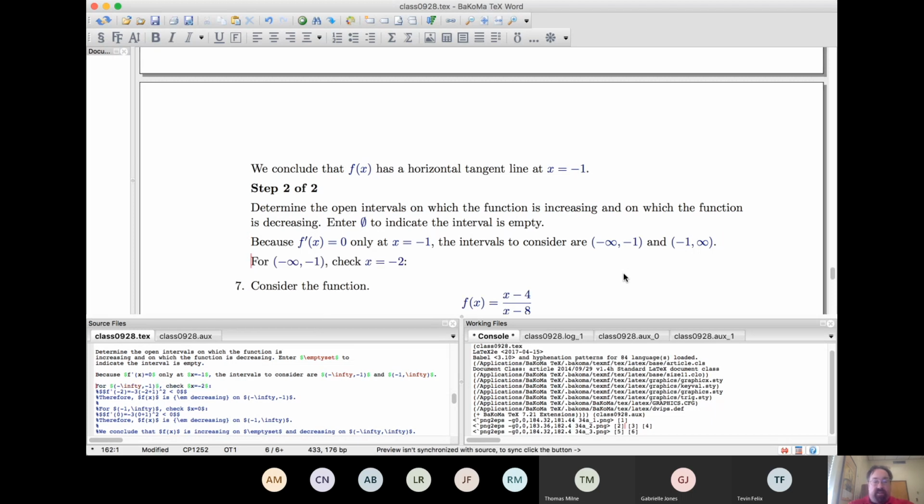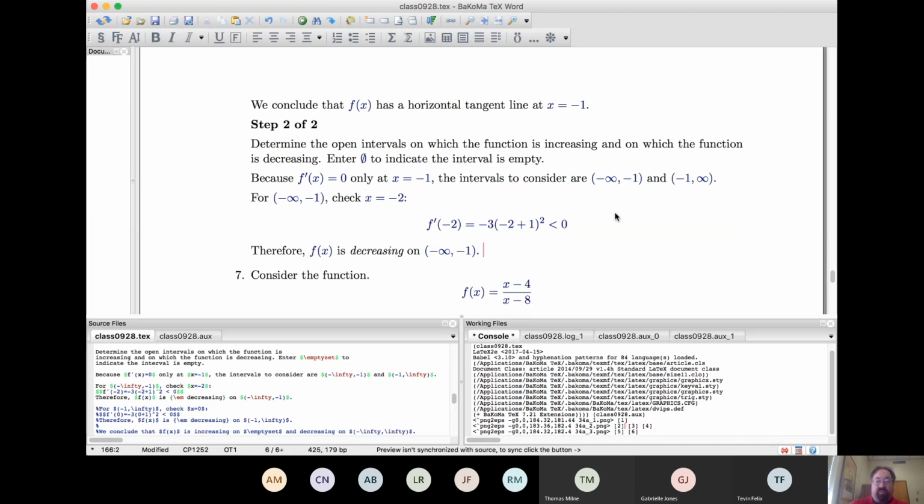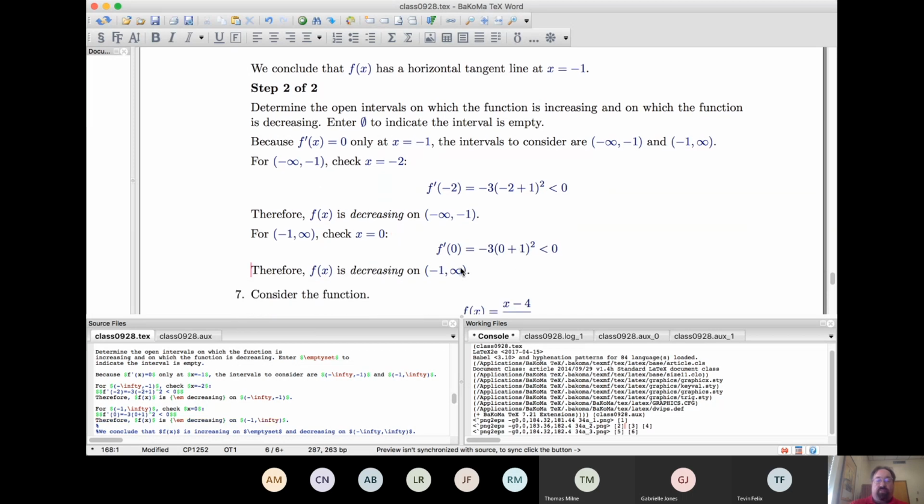Now, I'm going through the same motions here of choosing an x value and substituting in, and I get something negative in this case, and we say it's decreasing there. And then for the other interval, from -1 to infinity, for convenience, I just choose x equals 0, and I again get a negative value. So it's decreasing on both. So remember what I said, don't assume that if you find it's decreasing in one part, it's increasing in the other. You don't know that.